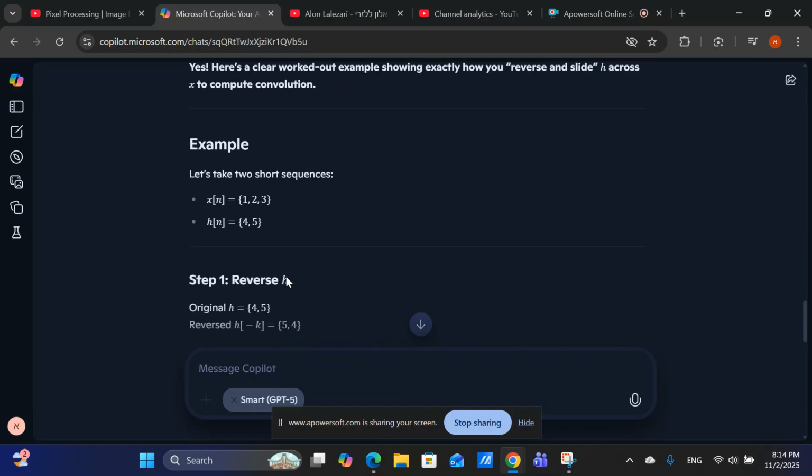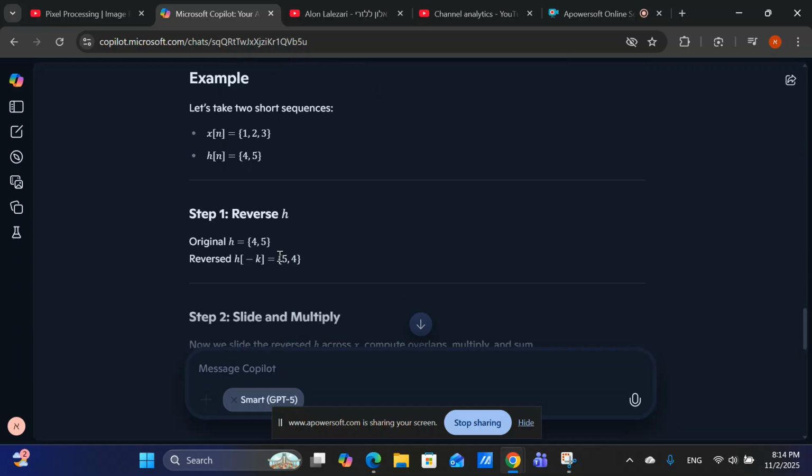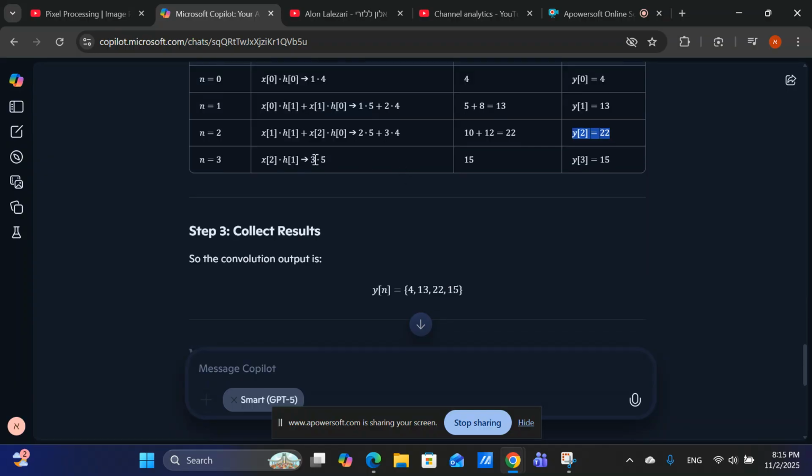And we continue with this reversed h, and we take it another step. So we have 5 here and 4 here. 4 just got out, so we just do 3 times 5, and we get 15. So y[3], the last value for the result of the convolution of x and h, is 15.